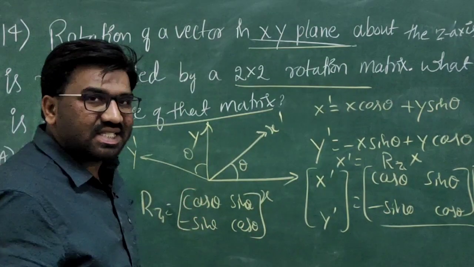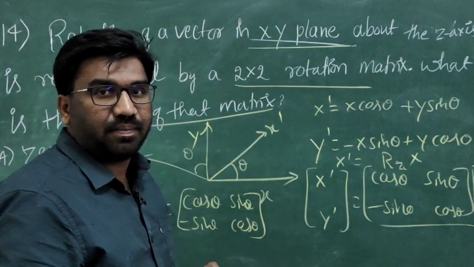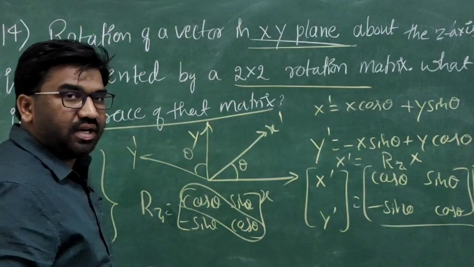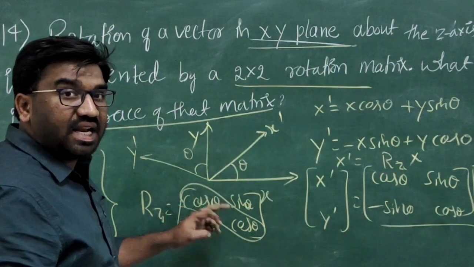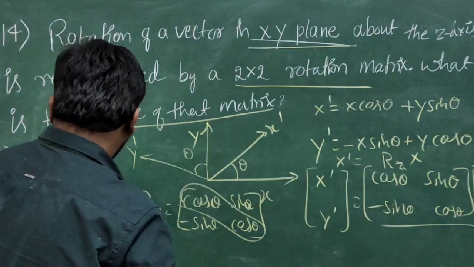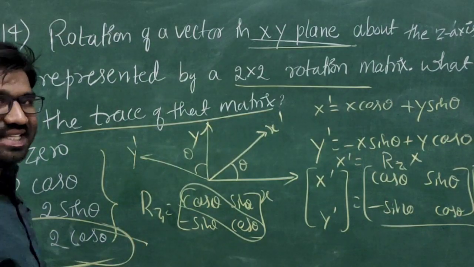So what is trace? Trace is nothing but the sum of the diagonal elements of the matrix. So if you add the diagonal elements, cos theta plus cos theta, that is 2 cos theta. So the answer is 2 cos theta. So option D is correct.